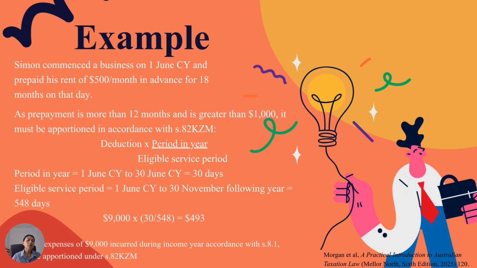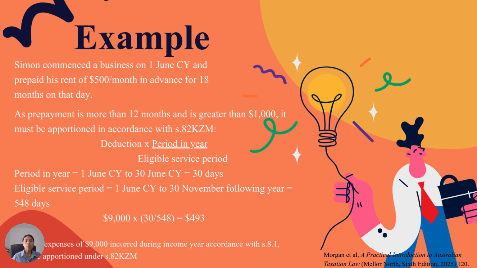Simon commenced a business on the 1st of June this year and prepaid his rent, $500 a month in advance, for 18 months on the day. Based on this example, the prepayment is more than 12 months and greater than $1,000, so it must be apportioned in accordance with Section 82KZM.